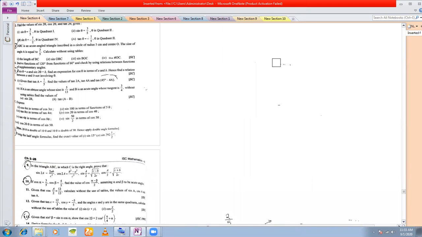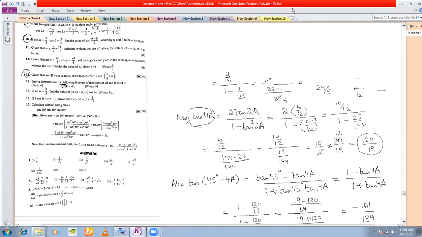For that tan 4a, we have used the tan 2a formula, because we know that tan 2a is the double angle formula. Tan 2a is 2 tan half of this angle, half. So 2 tan half of 2a, which is a, divided by 1 minus tan square a. So when we are using tan 4a, we are using here half of 4a. Understood? That is the idea here.